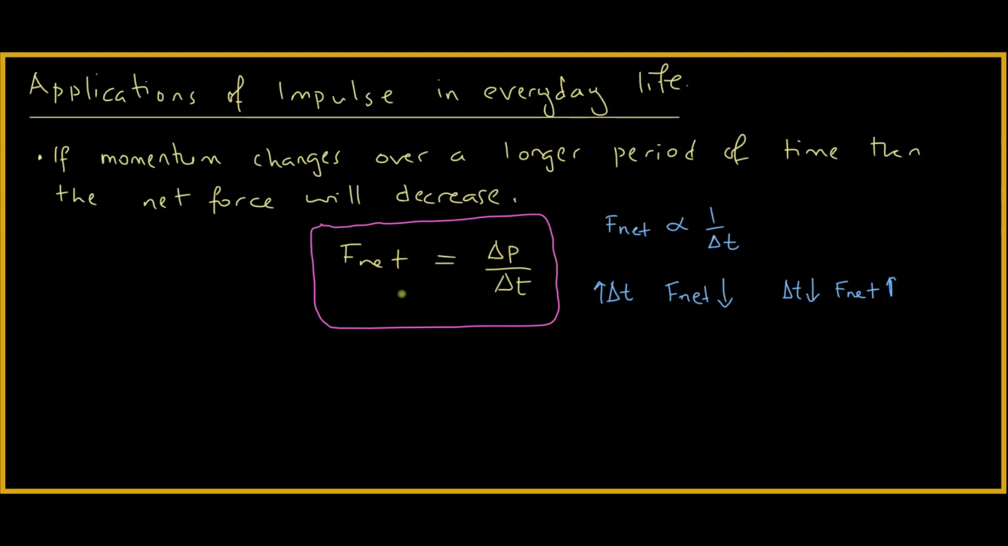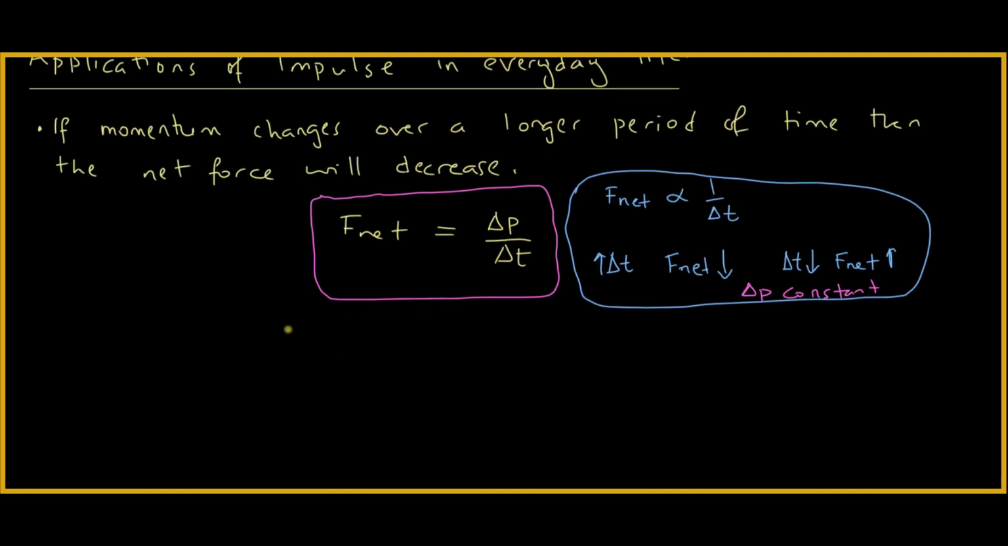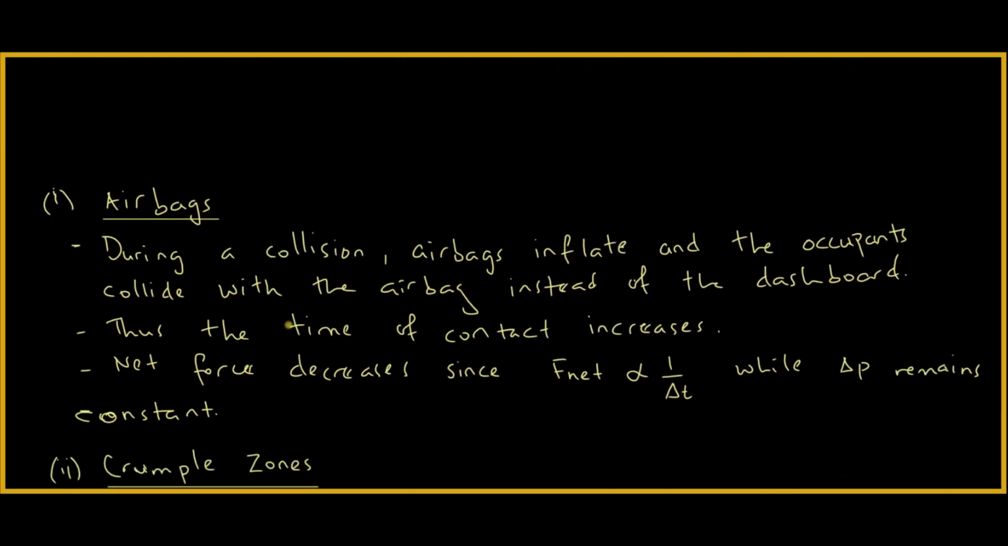So the size of that net force is going to depend on the amount of time that is taken for that net force to act in order to change the momentum. Okay, so this is the relationship between net force and contact time. This will hold true if you maintain the delta p to be constant. All right, now let's look at some of the applications here.